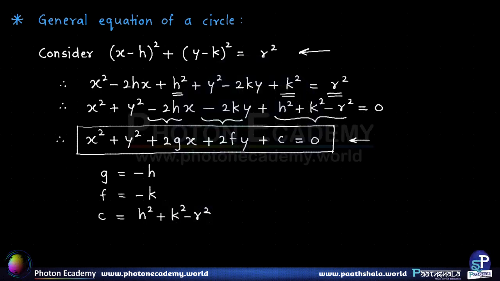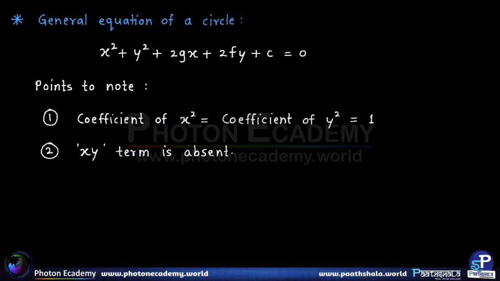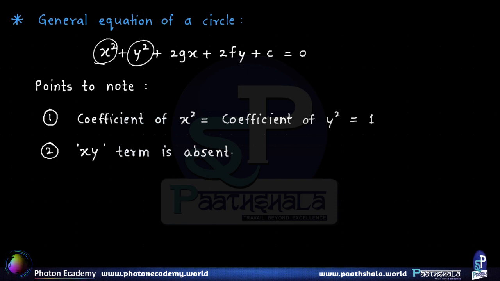Now let us see the important points regarding this. The points to note regarding this general equation is, if you observe, the coefficient of x square term will always be equal to the coefficient of y square term, and that is nothing but equal to 1. And additionally we observe that the xy term is always absent in the equation of any circle. So that's an important fact that we have to remember.